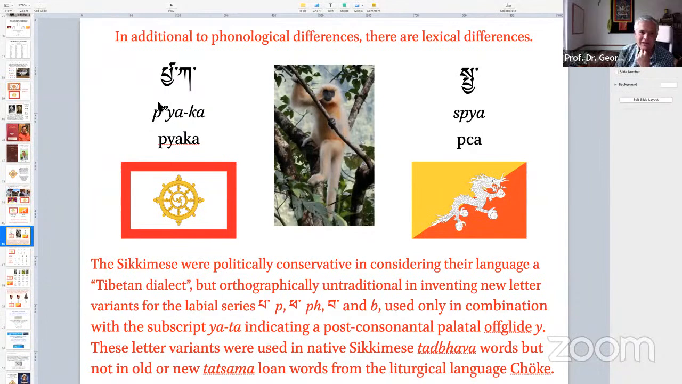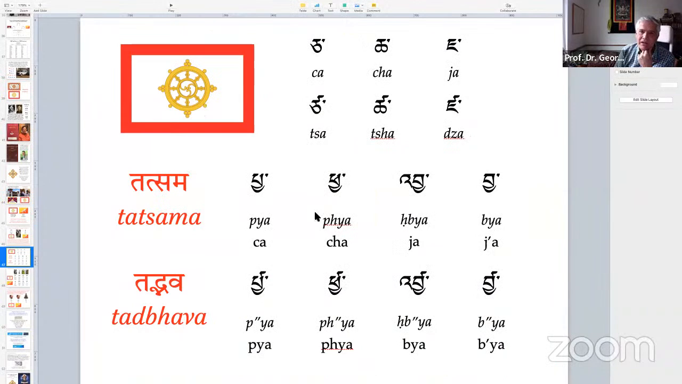So this animal is called piaka, and here it is called cha in Dzongkha, because pia is retained in Sikkim, but it becomes cha in Dzongkha. So this type of difference is there. Cha, this is the same as we see, but these combinations down here in Sikkim, you have the tatsama forms, payata cha, how bayata ja, and then just bayata ja. So you have these, and this is very much like in Dzongkha, which happens with the borrowed forms from classical Tibetan, but the tadbhava forms are pya, pya, bya, and bya.